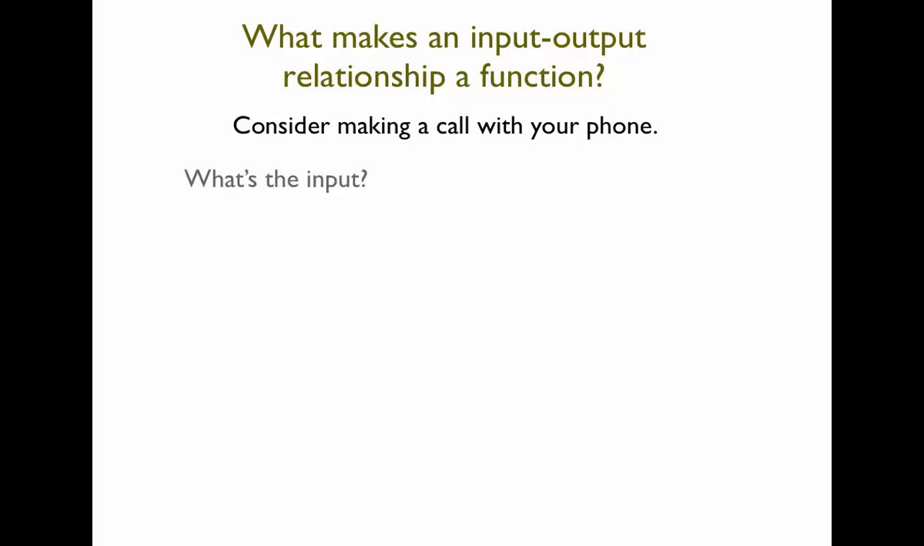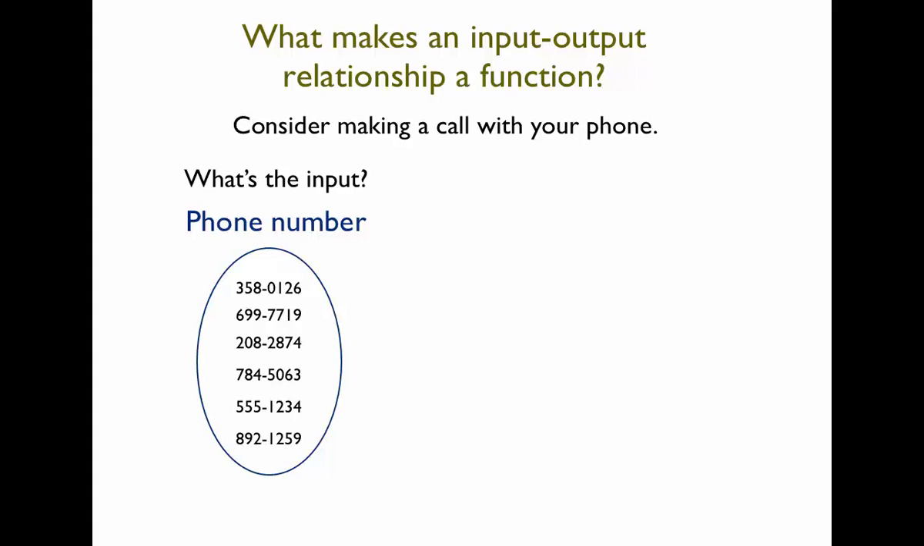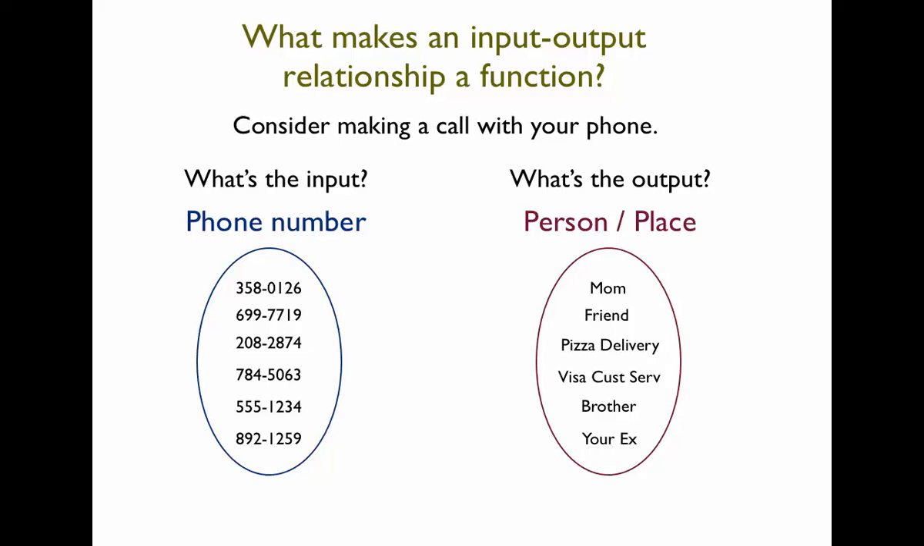Okay. So consider making a call with your phone. What's the input when you make a call with your phone? The number you call, right? The phone number. So here are possible inputs. What's the output? Yeah, a person or a place you're going to reach. So the input is a number, and the output is a person or a place: mom, friend, pizza, Visa customer service, brother, your ex. These are all possible outputs of numbers.